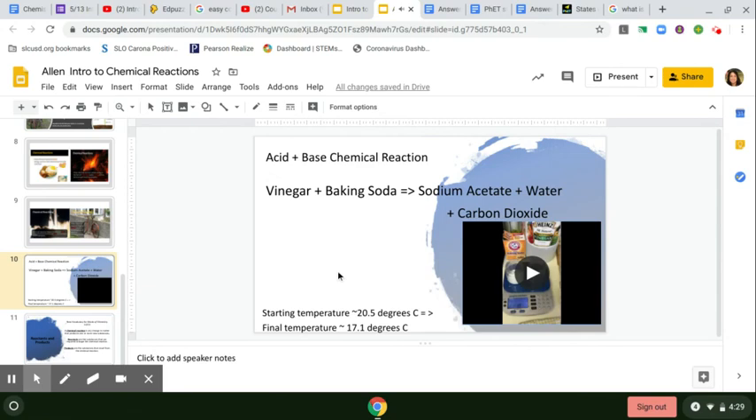Okay, so we saw in that demonstration two reasons that we know a chemical reaction happened. Number one is we saw the bubbles forming, and that shows that a gas was coming off. And number two, we saw that the temperature changed of the reaction. So it started off as 20 degrees, and then when it was done, it was only 17 degrees. So those are two indicators that we know a chemical reaction has occurred.